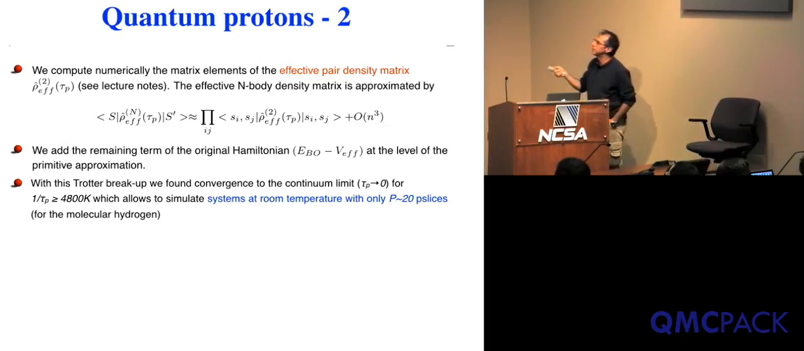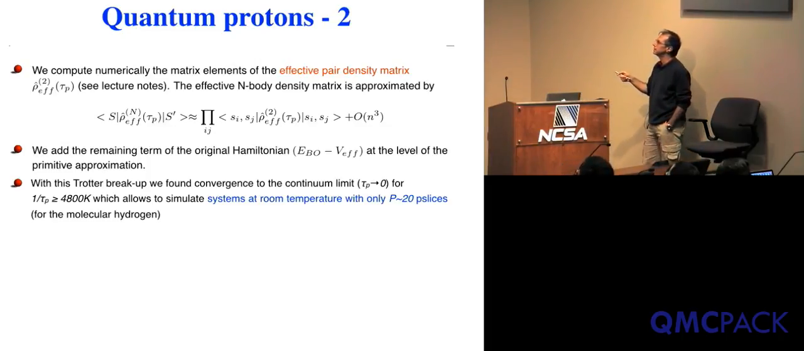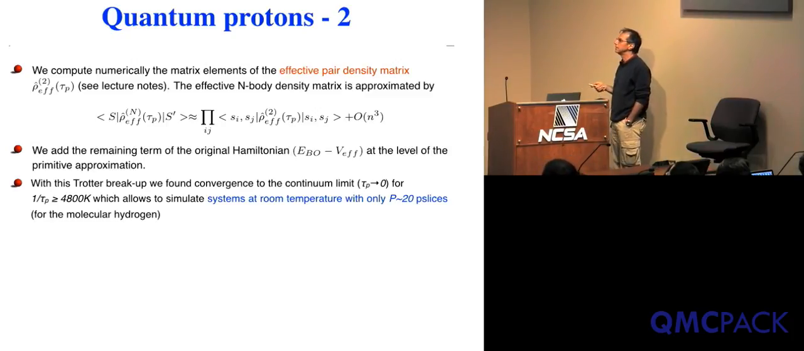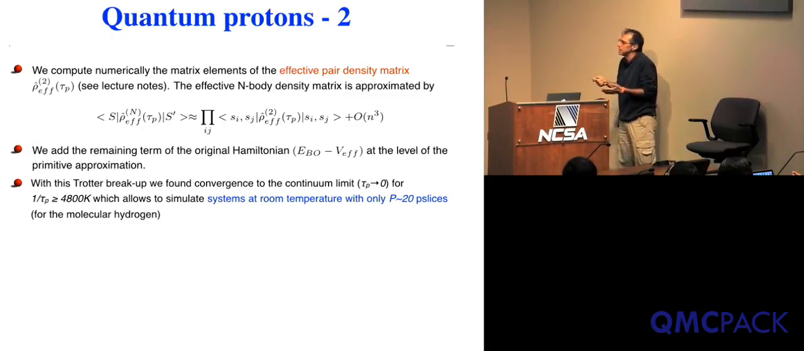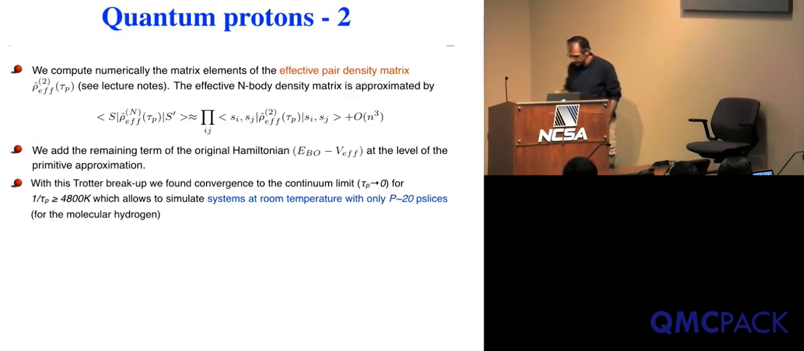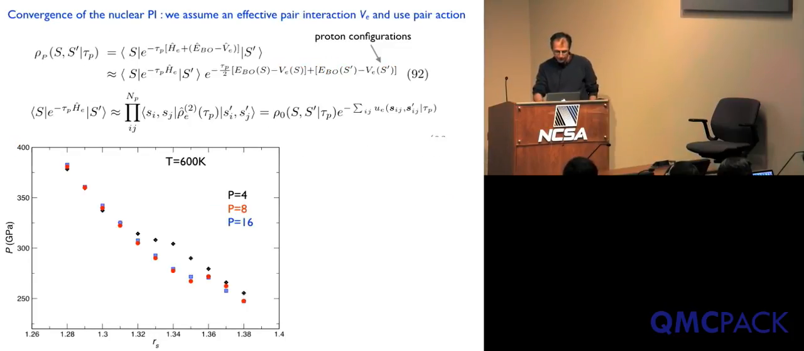Okay, I don't want to go into the detail. That's what we use in the effective pair density matrix. If someone is interested in this, we can talk later if you want. Okay, the remaining part we add at the level of the primitive approximation, and then with this strategy we can do, as I say, well, it depends. The time step really depends on density, but for the pressure range that we are interested in, you can go to room temperature with 20 time slices, protonic slices now.